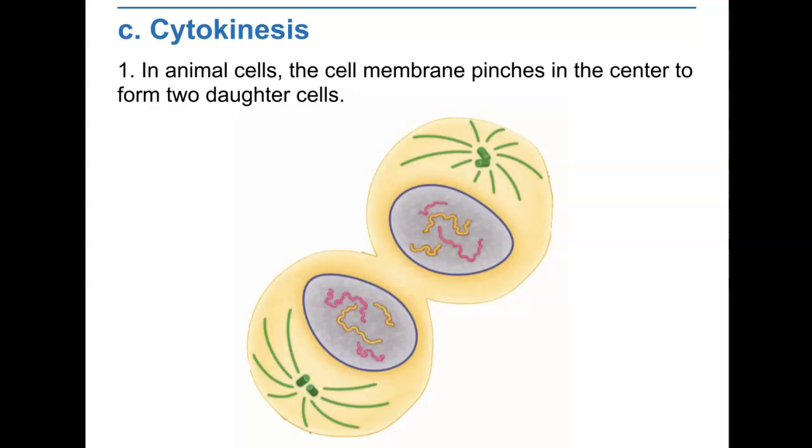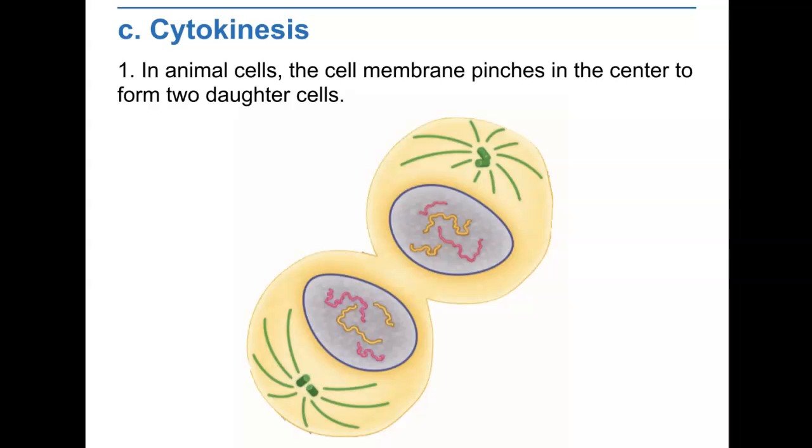In animal cells, the cell membrane is drawn inward until the cytoplasm is pinched into two nearly equal parts. Each part contains its own nuclei and cytoplasmic organelles, as shown in the picture on the screen.